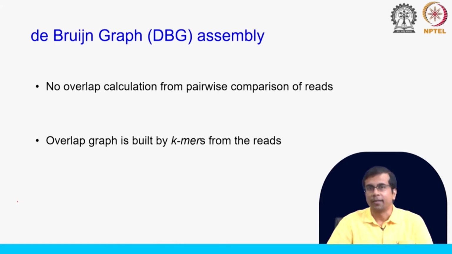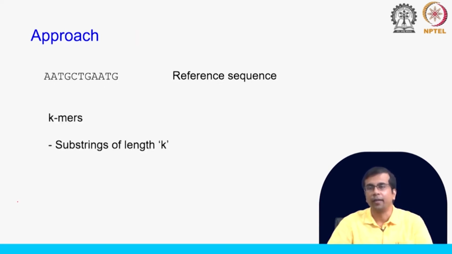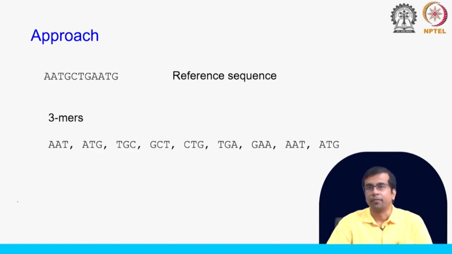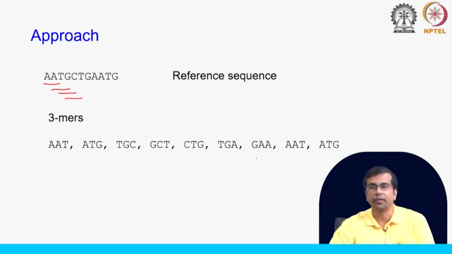So, let's now illustrate how we build this. Here is a small reference sequence that we will start with, and we calculate the k-mers. So, what are k-mers? These are substrings of length k. If you take this reference sequence and calculate the k-mers, you can start from here, and we take these 3-mers, and these are the 3-mers for this sequence.